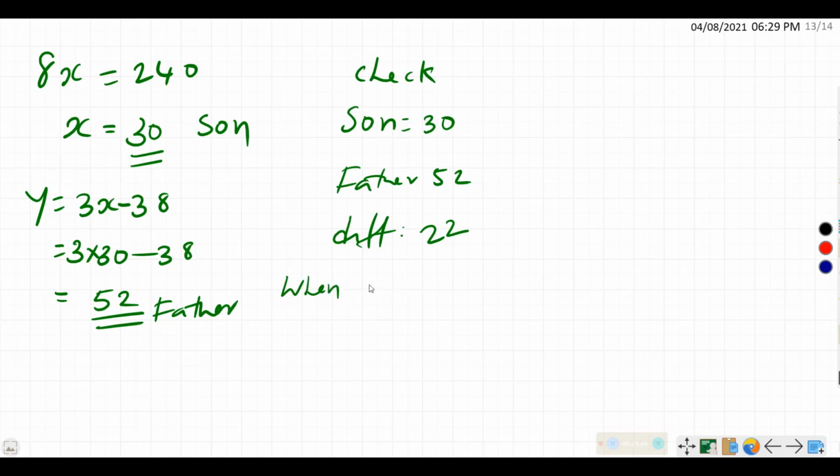When son will become father's age, son should become 52. That means 22 years plus to son, then 22 years plus to father, he will become 74 years old, and together it will become 126 as given in the question.